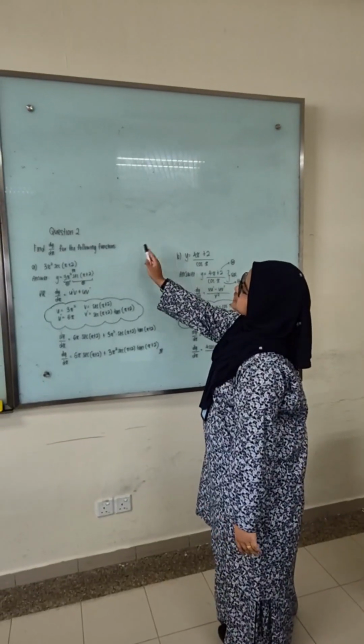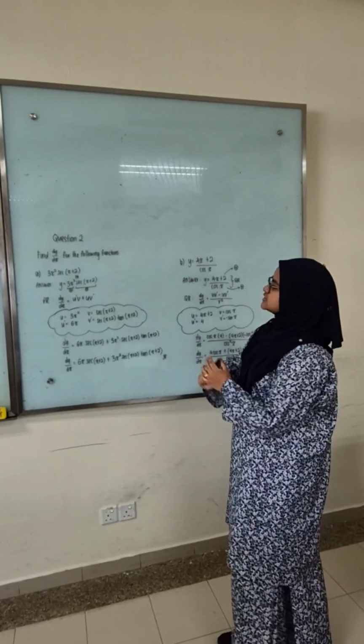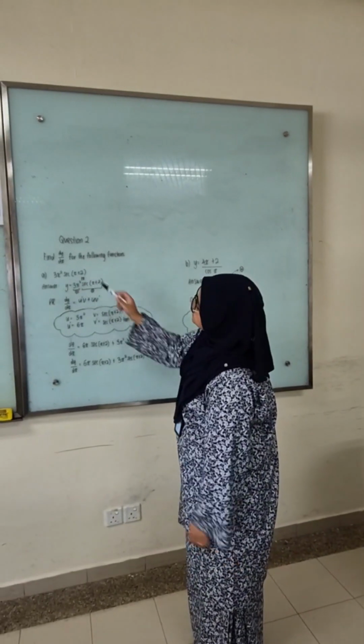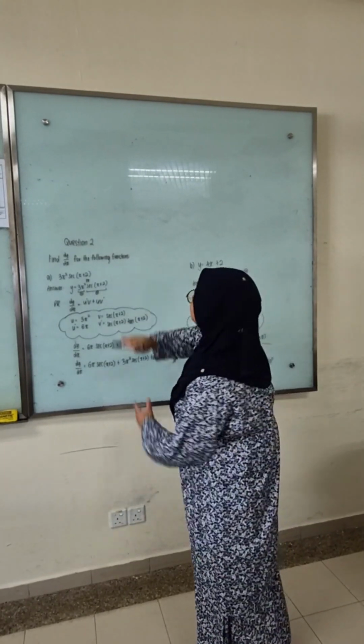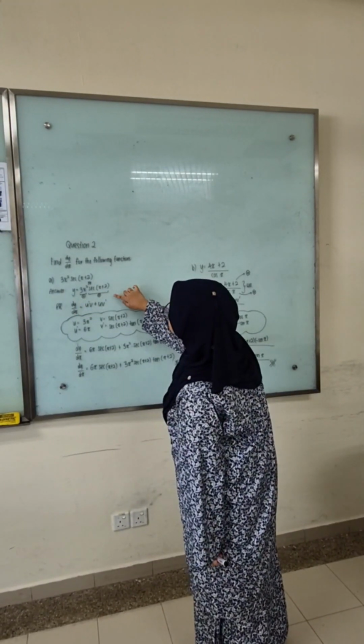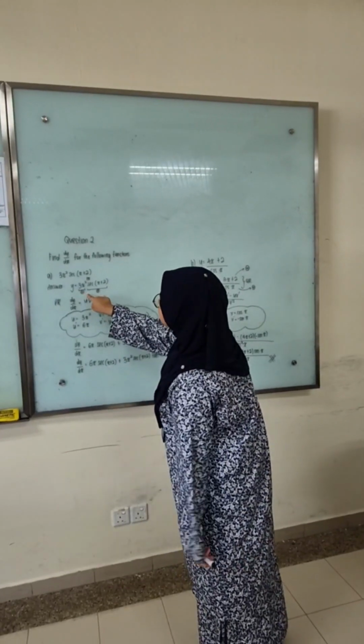So now let's look at question 2. Question 2 asks us to find dy over dx for the following functions a and b. Let's look at a first. A: 3x squared secant x plus 2. So now let's look at the equation. y equals 3x squared secant x plus 2. These are two different things, so we have one set and the other set.